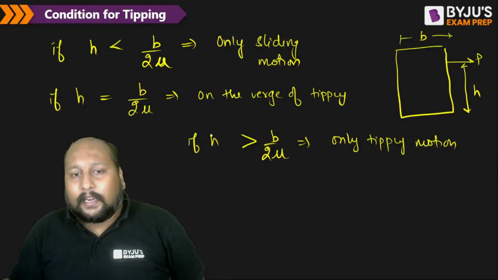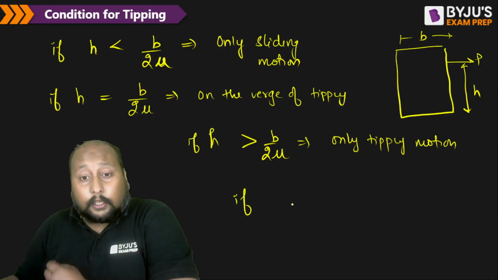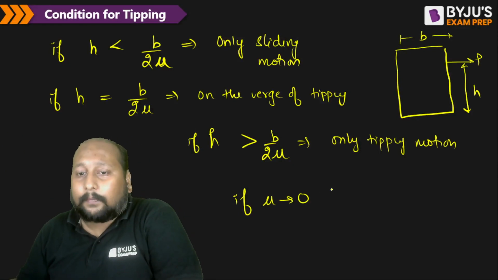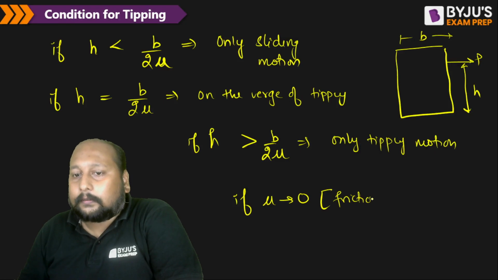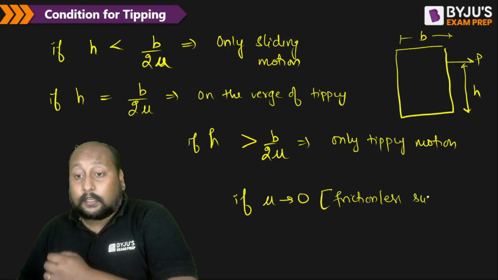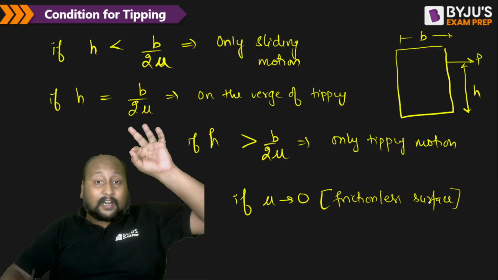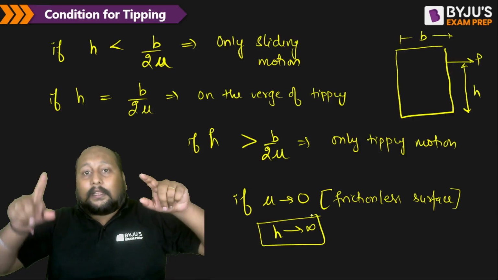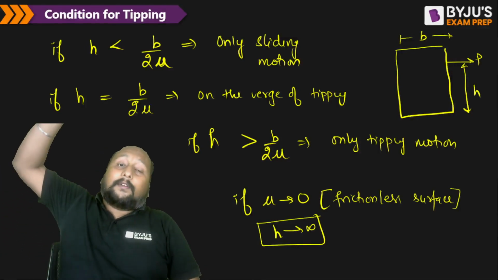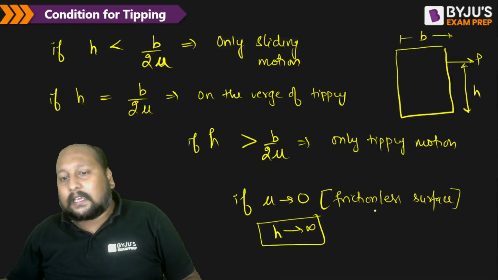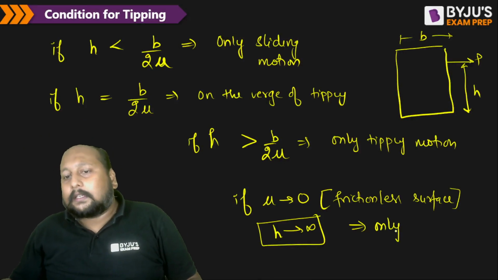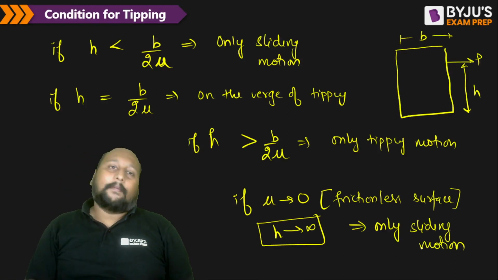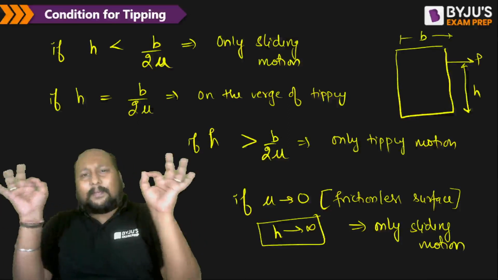Now tell me one thing, very interesting fact. If there is no friction, that means if your mu is tending to 0, we have a frictionless surface. So what will happen? Your h will be tending to infinity. That means the force should be applied at a height equivalent to infinity, which is not possible. So in this case only sliding motion will come into existence. Is this clear? Very basic, very easy.